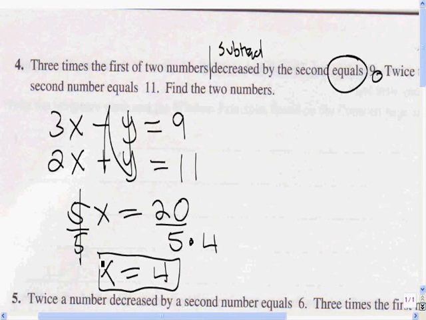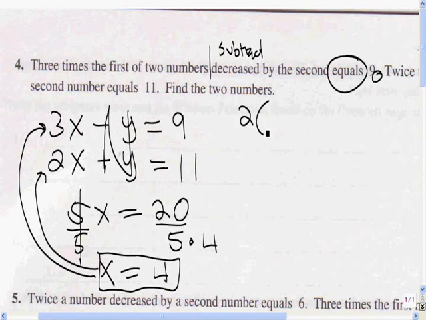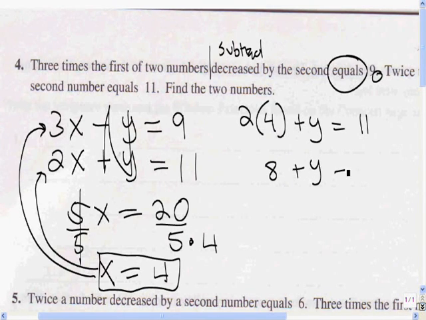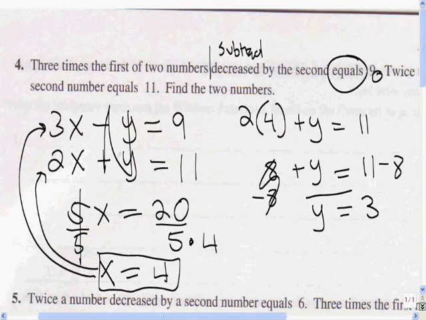Now I'm going to grab my answer for x and plug it into either this equation or this equation. It doesn't matter. I'm going to plug it into the smaller one, the 2x. 2 times 4 plus y equals 11. 2 times 4 is 8, so 8 plus y equals 11. I'm going to subtract 8 from both sides. And I get 8 minus 8 equals 0, so y equals 11 minus 8, which is 3. So that's my answer for x and y.